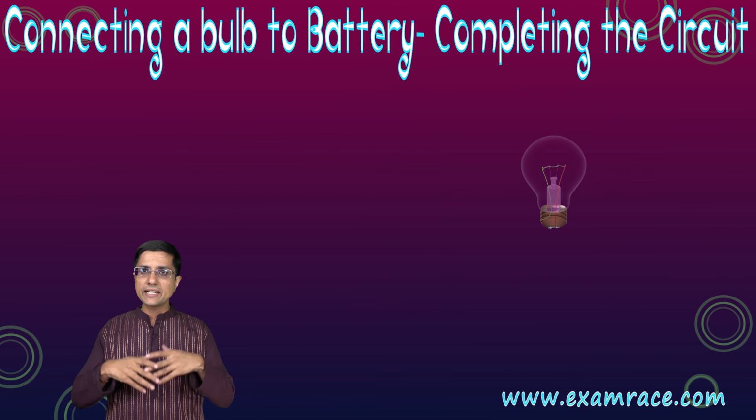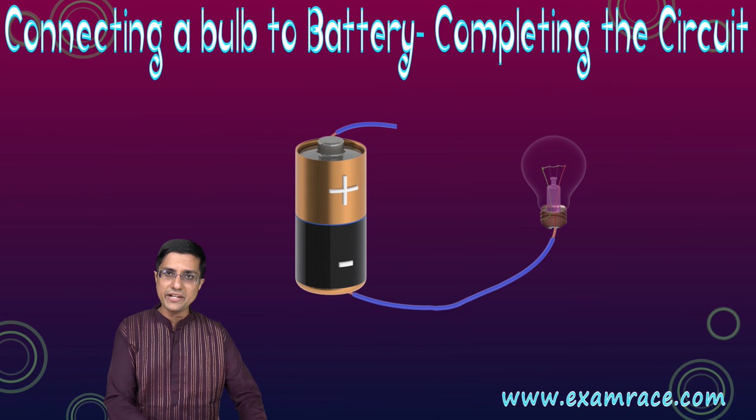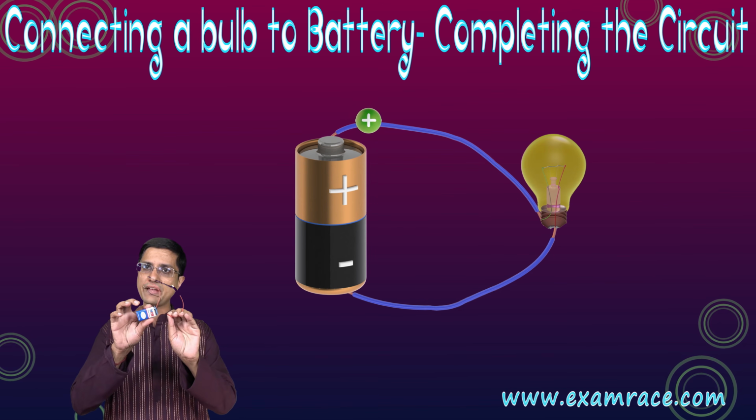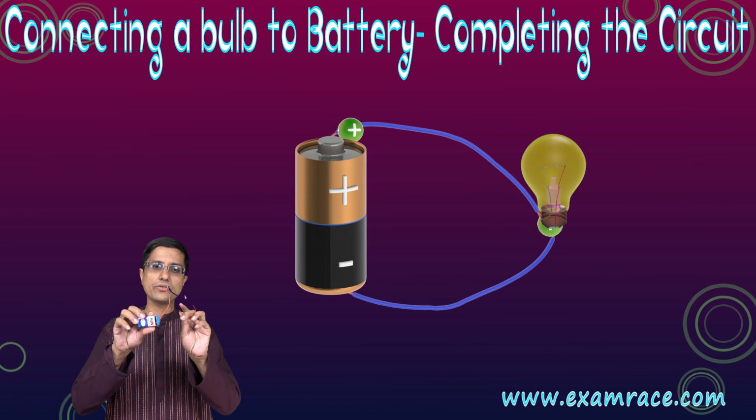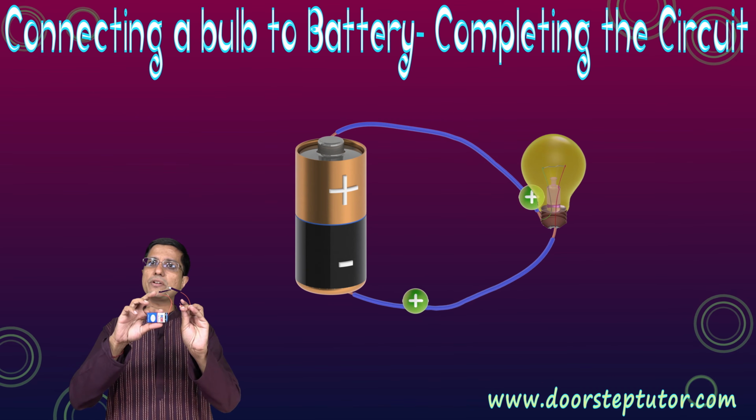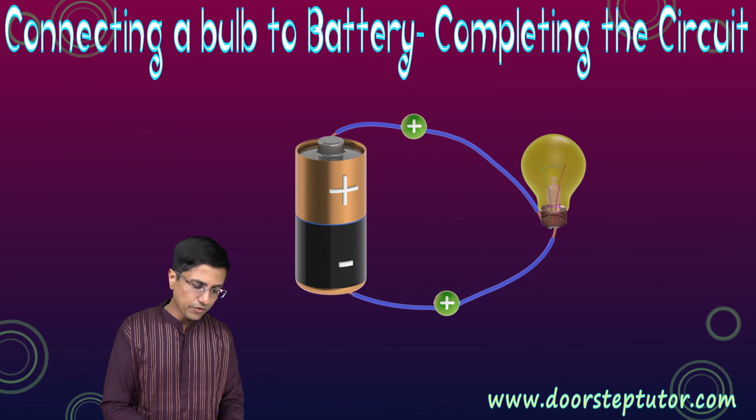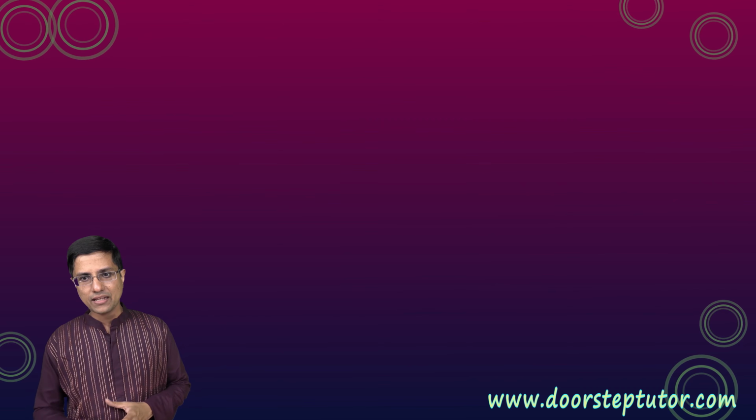And as soon as we do that, the current flows, the battery drives the electrons. This is the driving force. It drives the electrons through the wires, through the filament of the bulb and back. And of course, the bulb lights up.